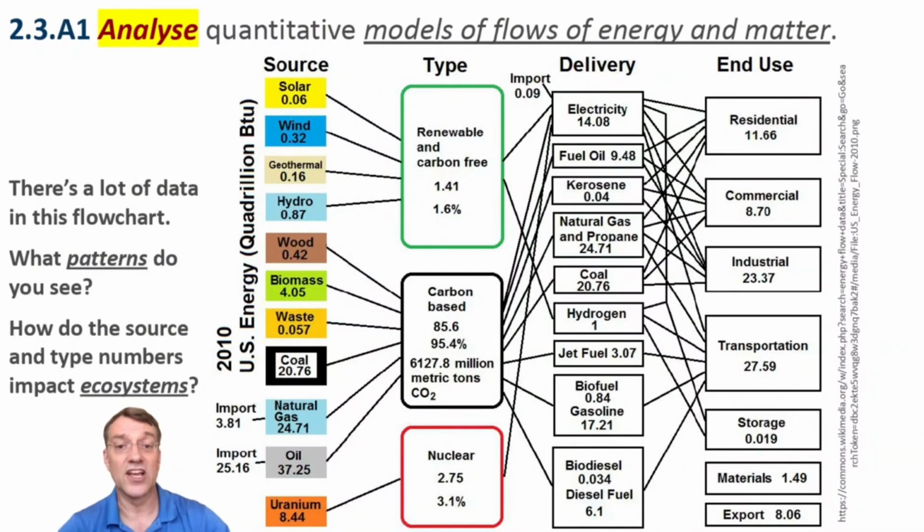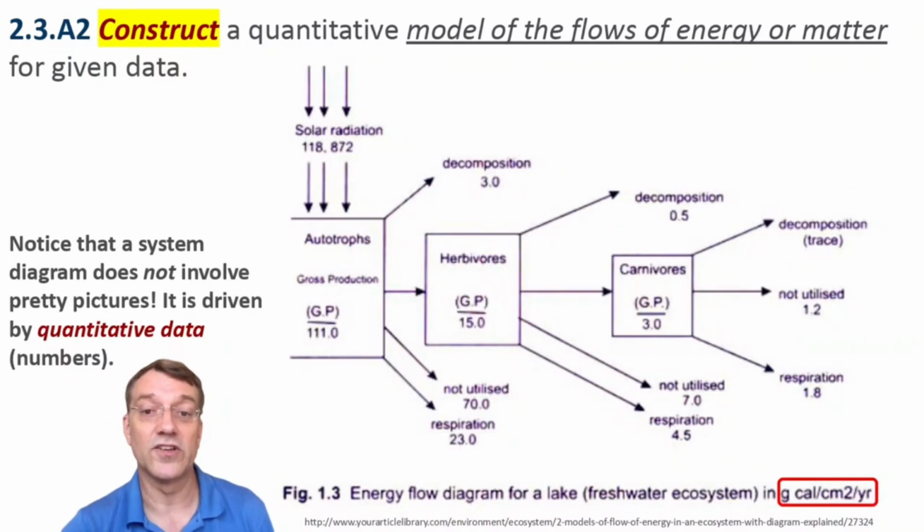When you're analyzing quantitative models of energy flow, you want to look for patterns in that numerical data. What energy sources predominate? In other words, what are the main ones? How efficiently is energy transferred between sectors? How might these patterns impact ecosystems through carbon emissions or land use changes? When you're constructing quantitative models of energy or matter flows, you want to make sure that you include all the major components with their numerical values.